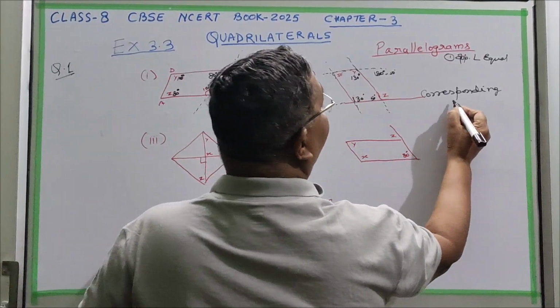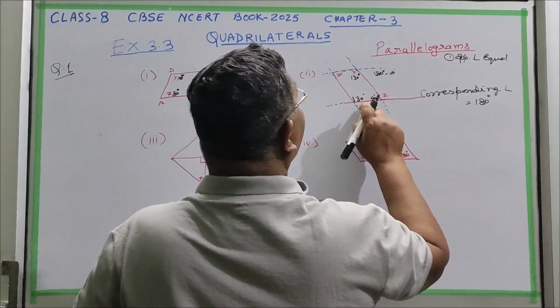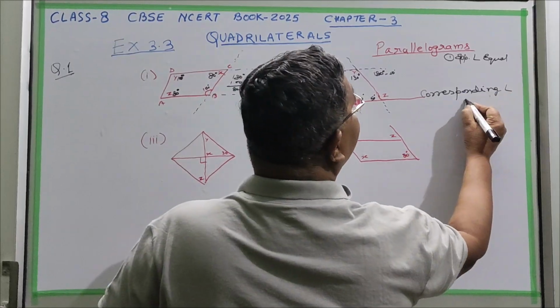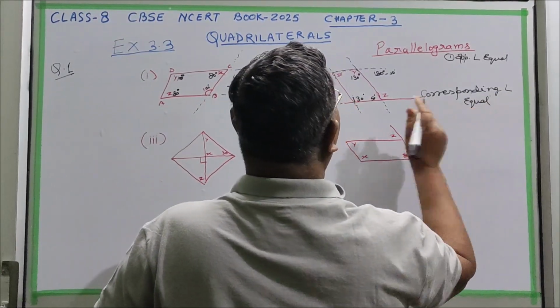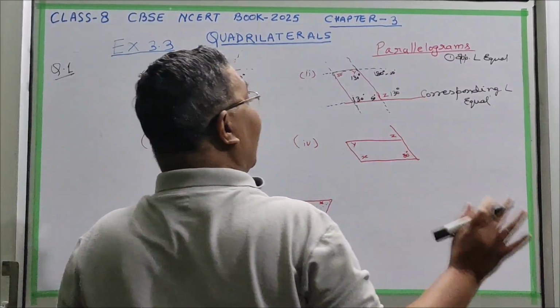So these corresponding angles will always be the same. Corresponding angles will be equal. So 130, so it will also be 130 degree by one way.